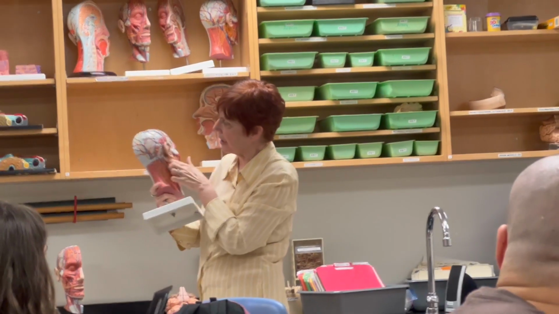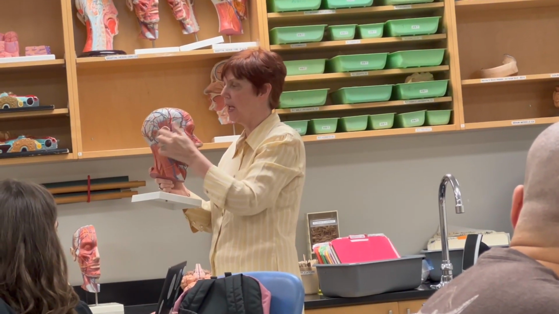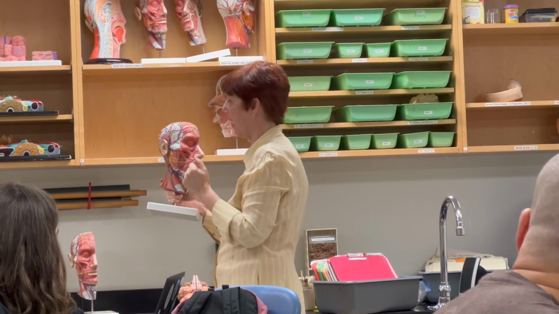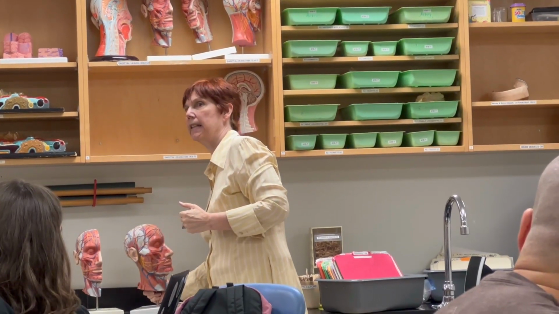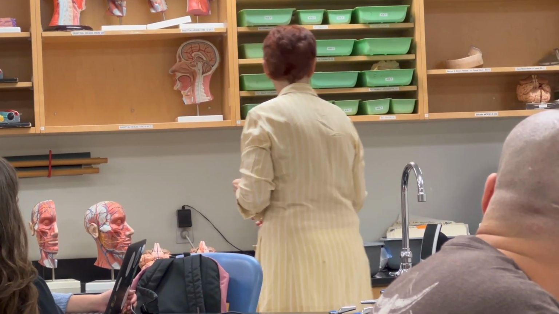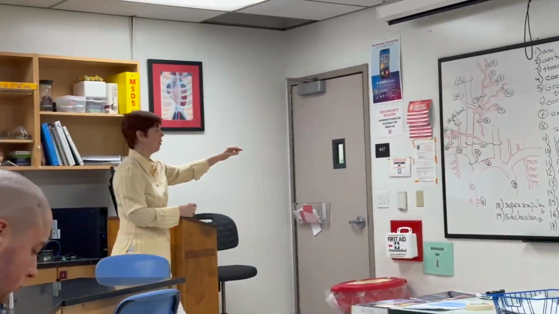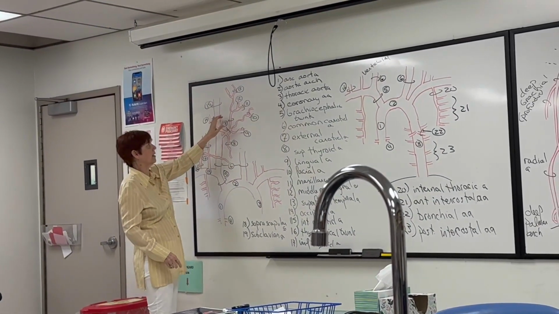You can also see occipital on here. And then the terminal branches of external carotid are the superficial temporal. There's multiple branches of that. The maxillary artery with the middle meningeal is this horizontal one here. It's also a branch of external carotid.